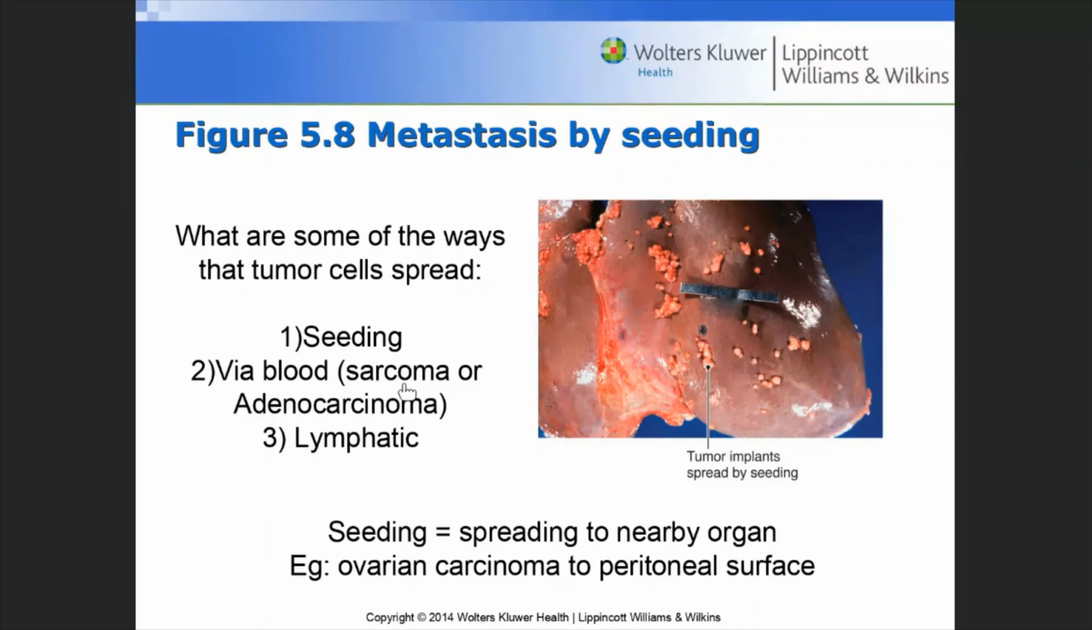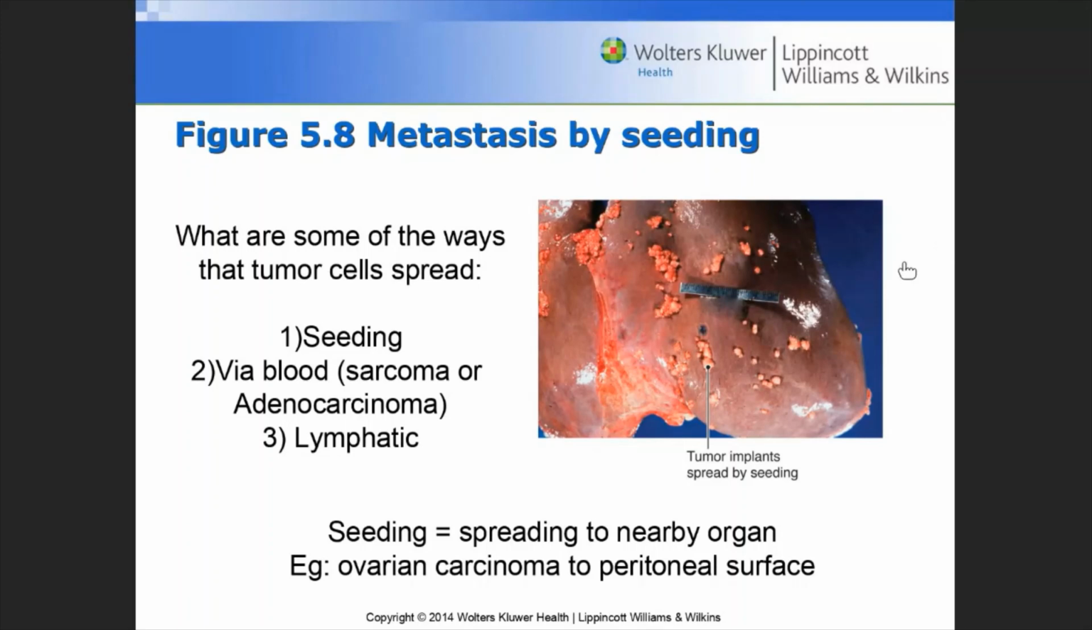So sarcoma is of mesenchymal origin, which is mesodermal, as opposed to carcinoma, which is more epithelial. Breast, for example, is epithelial, and it spreads via the lymphatic. They do spread some to the blood, but mainly it is through the lymphatic.